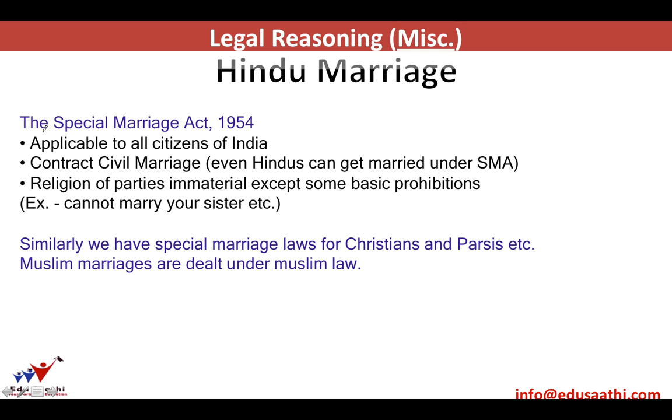Other than the Hindu Marriage Act, there is a Special Marriage Act which is applicable to all the citizens of India, not only Hindus. It's basically a contract civil marriage. All the citizens, including Hindus, can get married under the Special Marriage Act. So religion of the parties is immaterial except certain prohibitions, like you cannot marry your sister or brother. These are the restrictions which are given. The Special Marriage Act is a very secular kind of act where all the citizens of India can get married. Similarly, we have different special marriage laws for Christians and Parsis, and Muslim marriages are dealt under the Muslim law, which we will be discussing at a later stage.